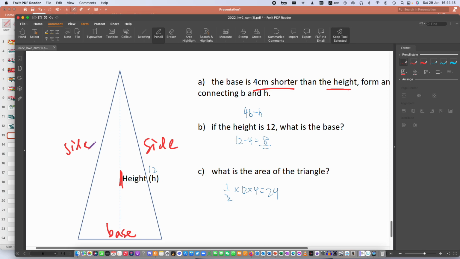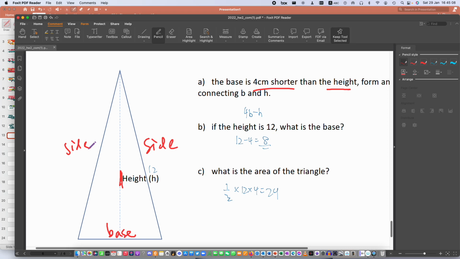So if the height is 12, what's the base? And you also give yourself a simple example. Okay? So how do you get the base? 12 minus 4. So you use the height minus the 4, right? So base is equal to height minus 4. Does it make sense?